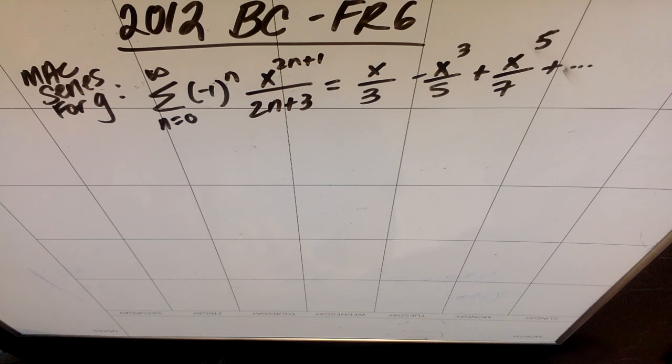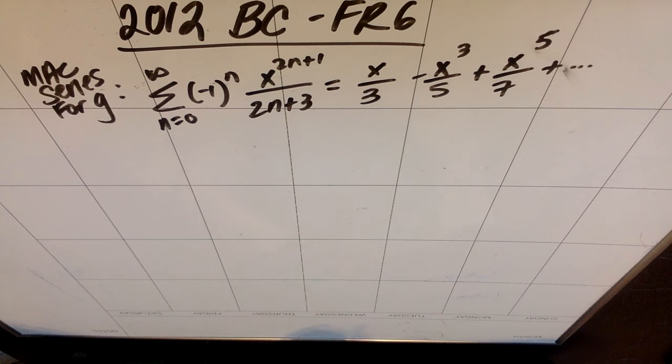Review. Right now we're doing 2012 BC pre-response 6. It is a BC only question because it involves things like Taylor and Maclaurin and ratio test and all that awesome sauce stuff. All right, so we are given a Maclaurin series for G, and it's that thing that you can see in front of you right there. So part A, using the ratio test, determine the interval of convergence for the Maclaurin series of G.